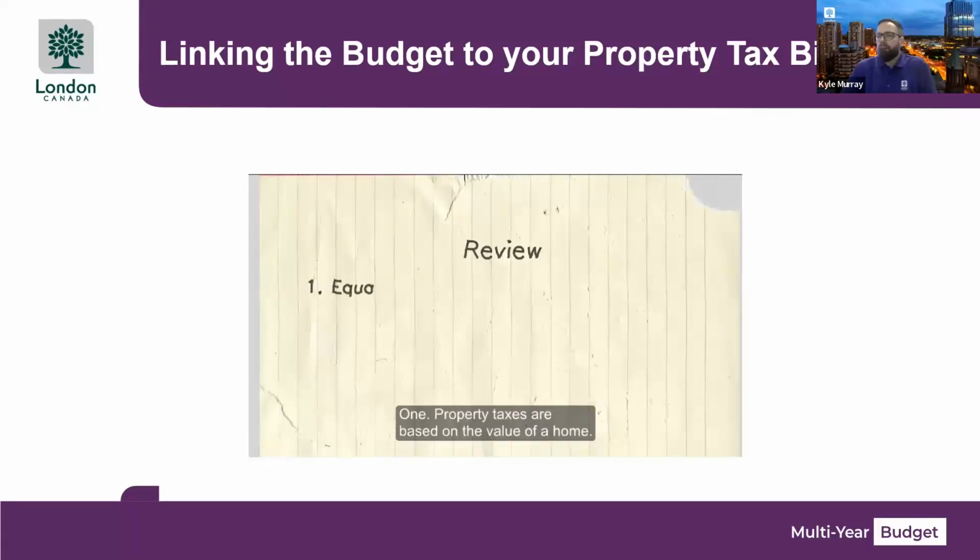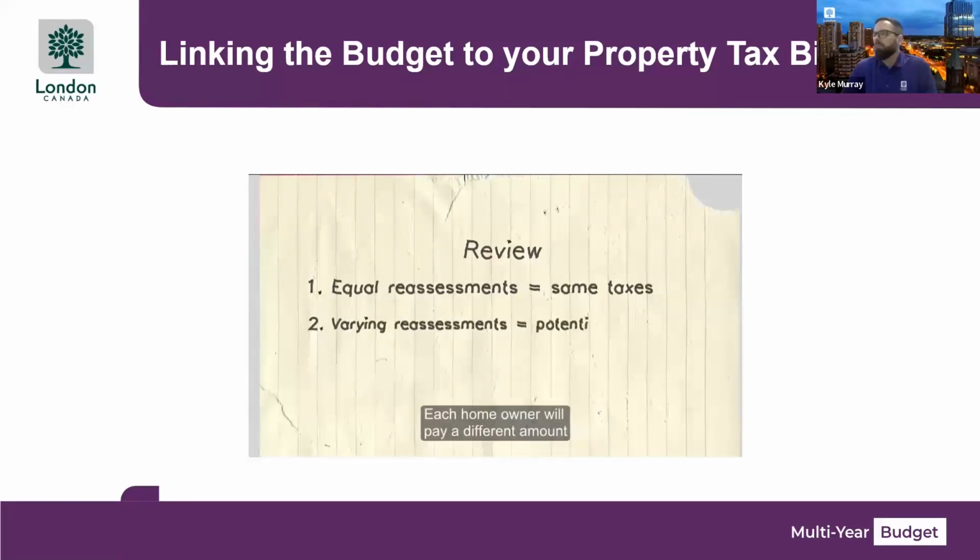1. Property taxes are based on the value of a home. When homes are reassessed equally, each homeowner will pay the same amount proportionately as before. 2. When homes are reassessed at different values, each homeowner will pay a different amount proportionately based on how much their home increased in value.